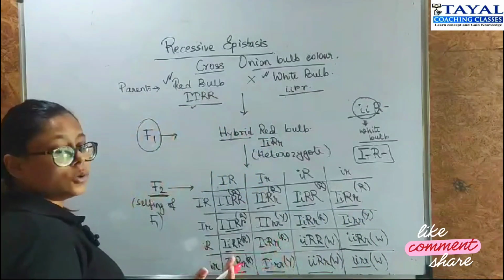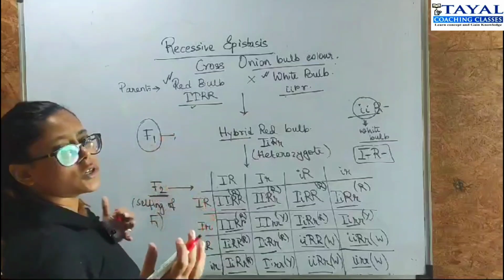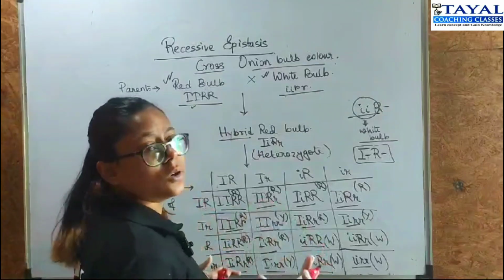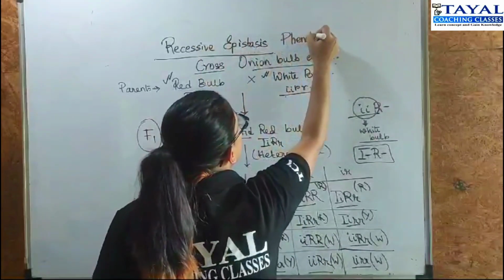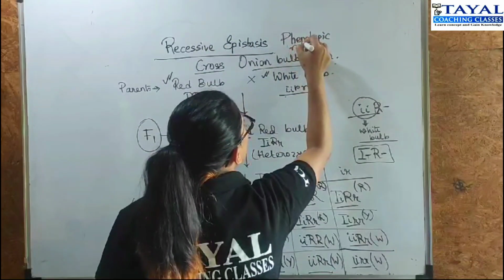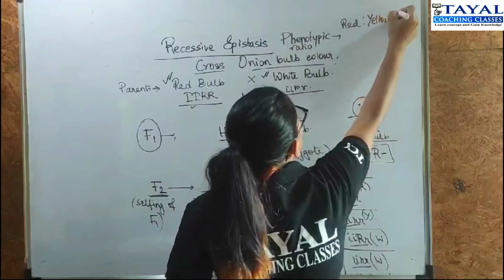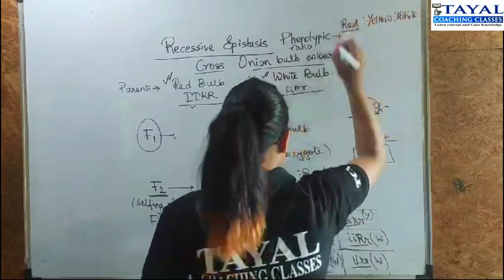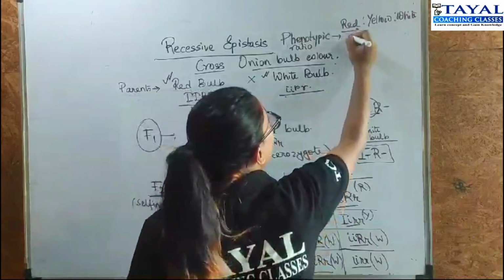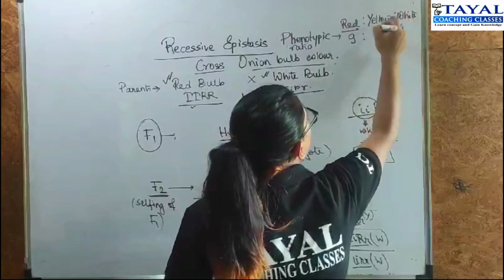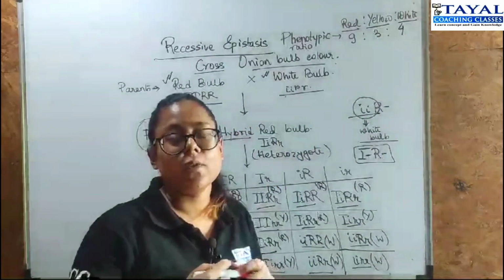So if I were to figure out the ratio, the genotypic and the phenotypic ratio, the genotypic ratio again, because if it is a dihybrid cross, we don't go into that detail. For the phenotypic ratio, we will get 3 possible outcomes: red, yellow and white. And for the ratios, we would get 9 reds, 3 yellows and 4 whites, correct? So that would be the cross for the recessive epistasis. I hope it was clear. Thank you.